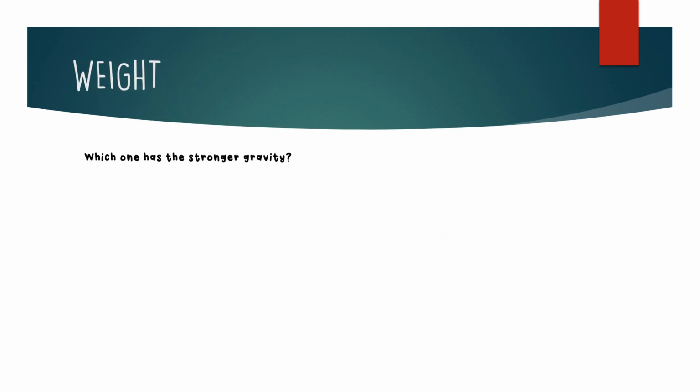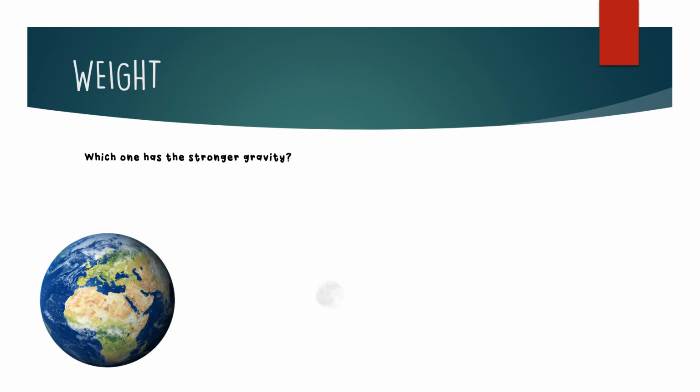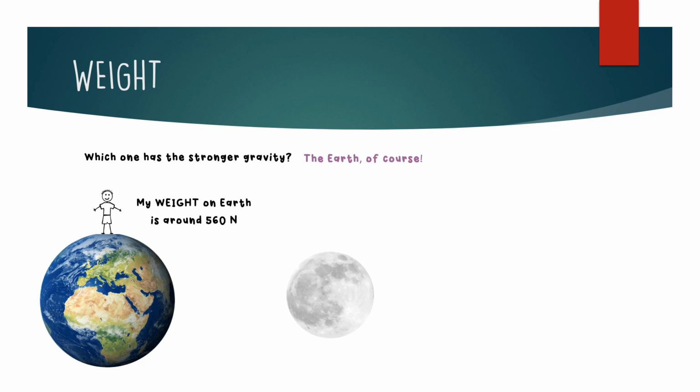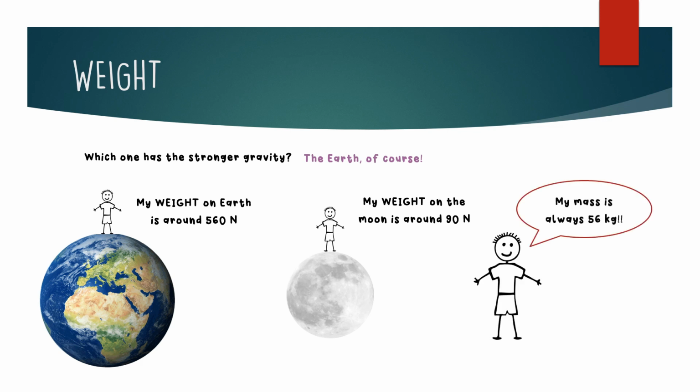Which one has the stronger gravity? The Earth or the Moon? The Earth, of course. If my weight on Earth is around 560 Newton, my weight on the Moon would be around 90 Newton. This is because the Moon has a weaker gravity. However, my mass is always 56 kg wherever I am, whether I'm on the Earth or on the Moon. This shows that weight is not the same as mass.